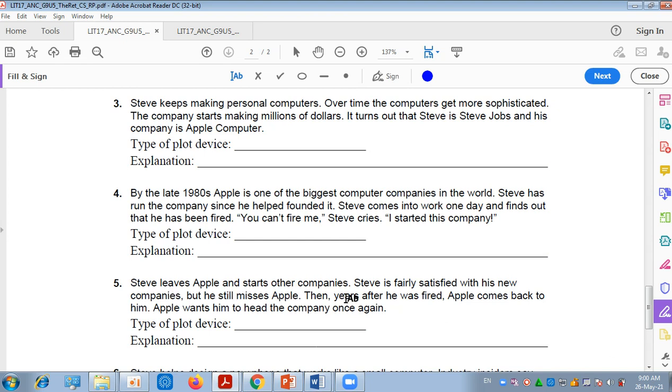Steve leaves Apple and starts other companies. Steve is fairly satisfied with his new companies, but he still misses Apple. Then, years after he was fired, Apple comes back to him. Apple wants him to head the company once again. So here it's situational irony too, because we didn't expect that he was going to get back his company and lead it again.